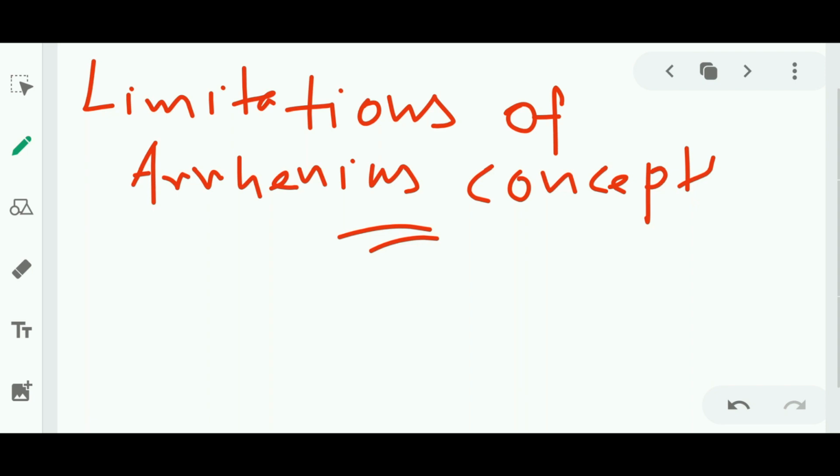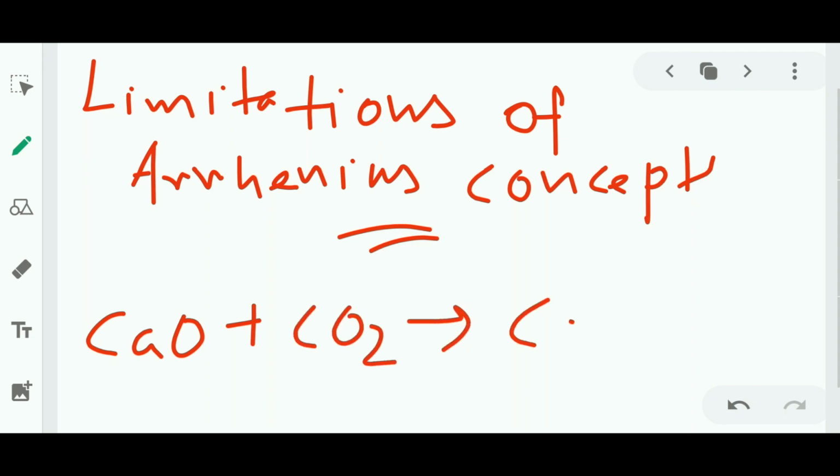So this property also can't be told by the Arrhenius concept. Another, the Arrhenius theory failed to explain neutralization reactions which do not involve the formation of water. Where the formation of water doesn't take place, it can't explain the neutralization reaction, like the neutralization reaction between CaO and CO2. It forms CaCO3, but here no water forms, so it can't explain it. These are a few limitations of the Arrhenius concept.